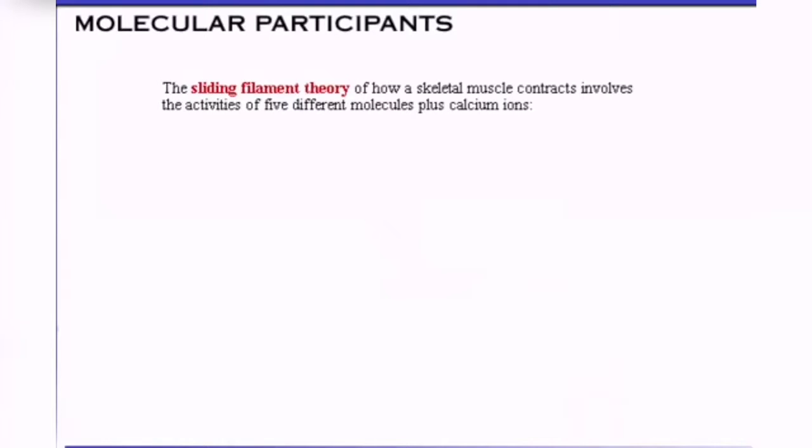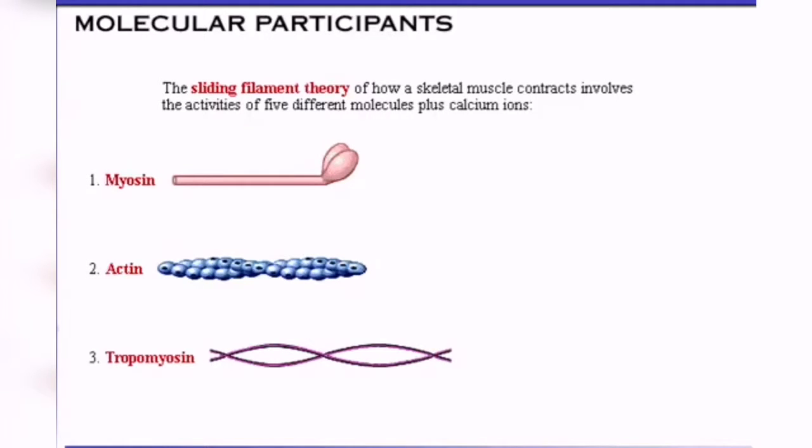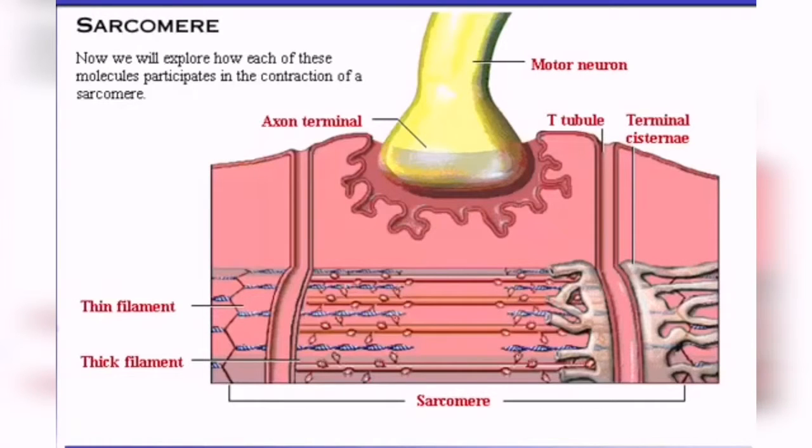The filament theory of how a skeletal muscle contracts involves the activities of 5 different molecules plus calcium ions. The 5 molecules include myosin, actin, tropomyosin, troponin, and ATP. In addition to these 5 molecules, calcium ions are also involved in the process of muscle contraction. Now we will explore how each of these molecules participates in the contraction of a sarcomere.